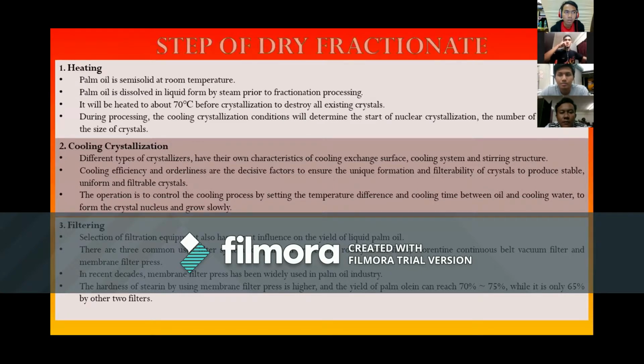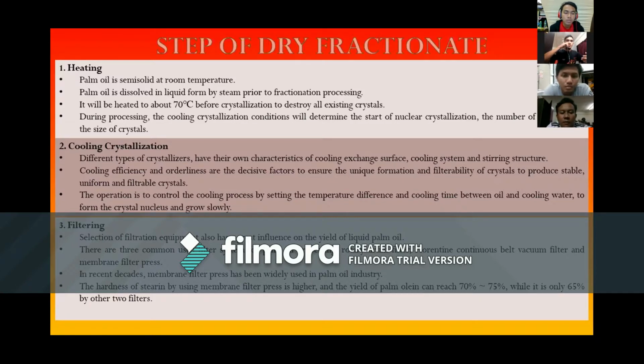Now we go to the detail of the process. First we heat, as I said earlier, because the palm oil is semi-solid at room temperature. So we must heat it to 70 degrees Celsius to remove all existing crystals in the palm oil. During the process, the cooling crystallization condition will determine the start of nuclear crystallization, the number of crystals, and the size of the crystals.